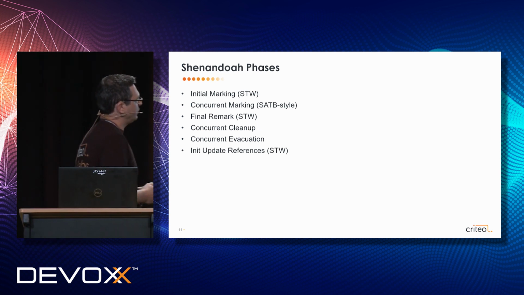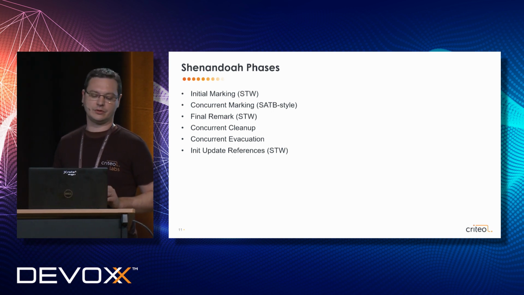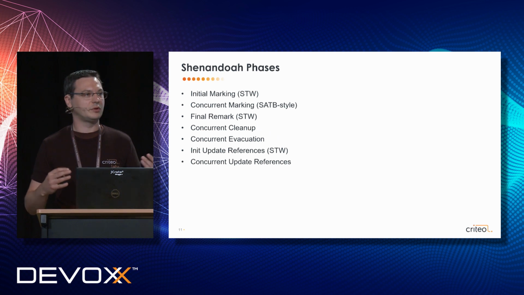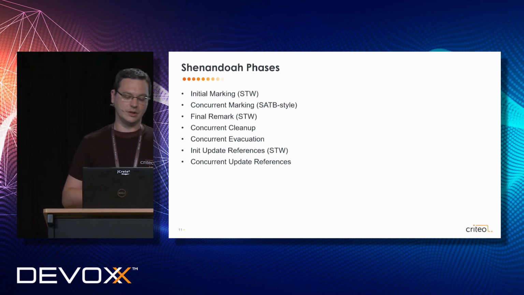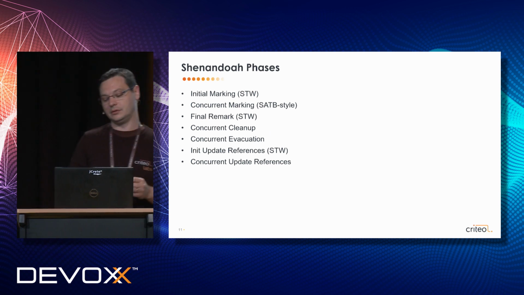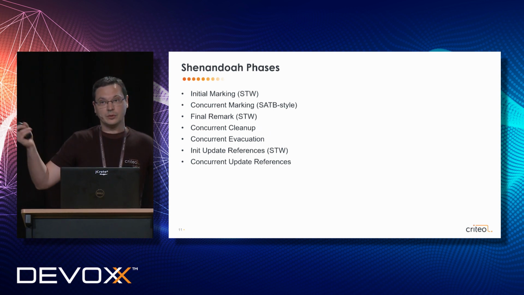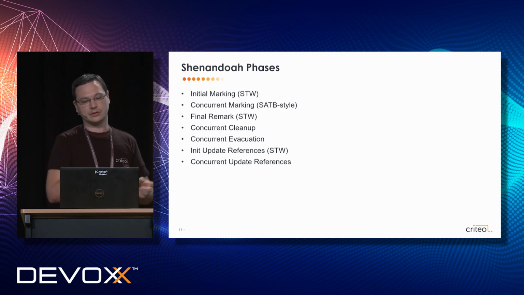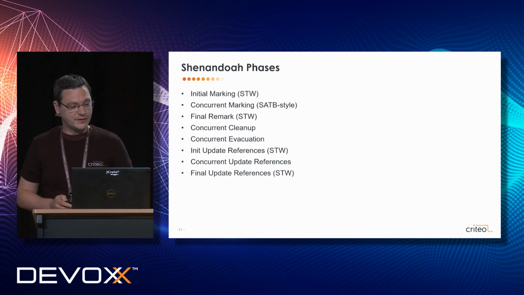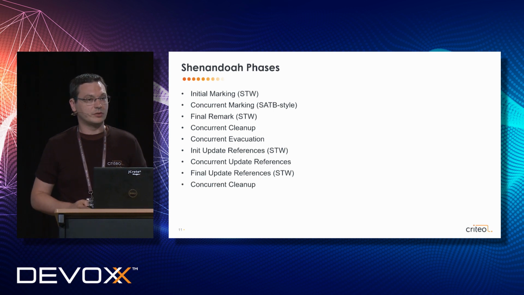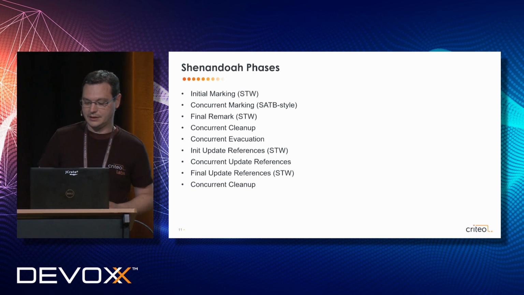A phase where we update references. We will start to update references, stop the world, very short, and then the concurrent update referencing. So we are updating all the references that point to the objects that were moved from a region to another. So we have to update all the references that point to the old object. And stop the world to sync all that. And a concurrent cleanup to release all the regions that were cleaned.